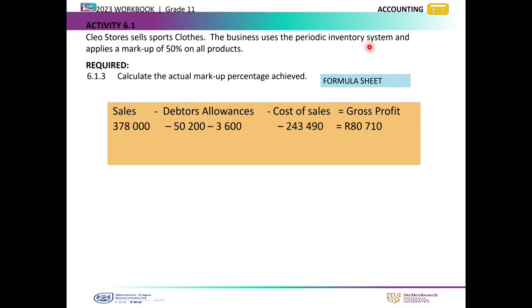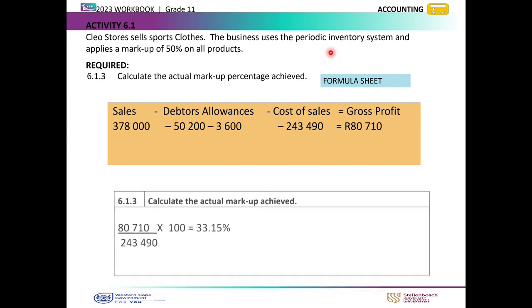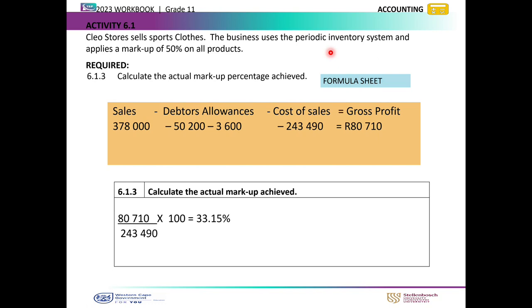All right, then we have the next one. Because we're given the gross profit, we have our cost of sales from the previous question as well. We have to calculate the markup achieved. We have 80,710 Rand, which is our gross profit, divided into my 243,490, and I get an answer of 33.15%.